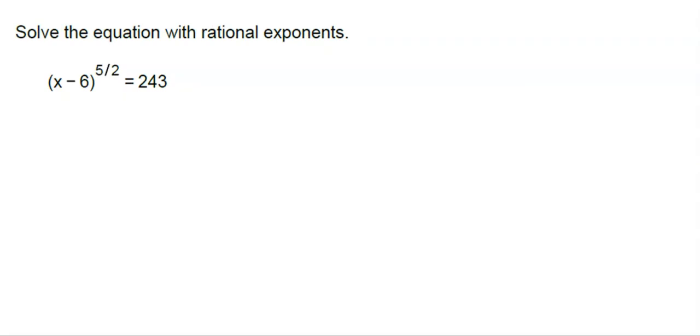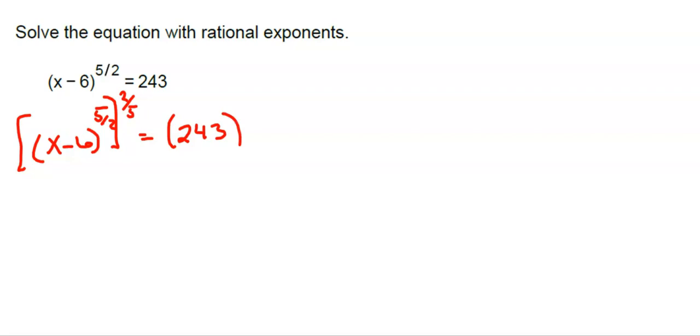To solve the equation with rational exponents, what we can do is raise both sides of this equation to the same power. Now the power we're going to choose is the reciprocal of the power that we see on the left side. So the reciprocal of 5/2 is 2/5. So we'll raise both sides of this equation to the 2/5 power.